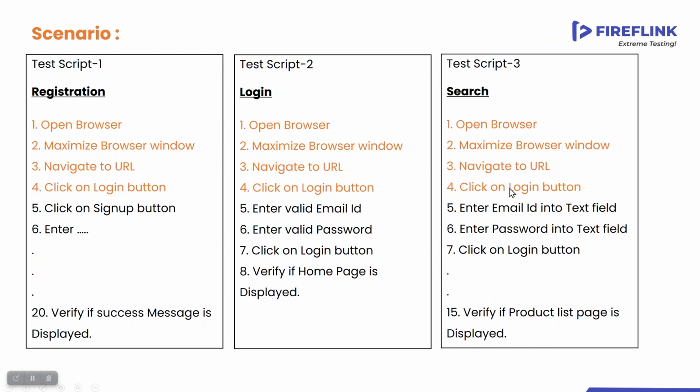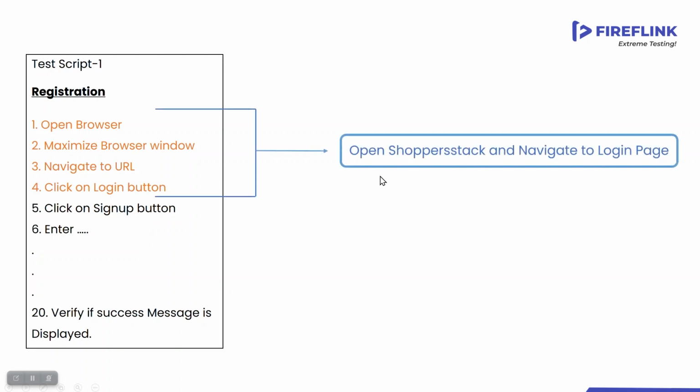Am I right? So what we can do is go to the registration script. Which steps are repetitive in this registration script? The first four steps, correct? I will take the first four steps and make them into one single step group, and I'll name it Open Shopper Stack and navigate to login page. Why am I naming it like this? Because when I execute these four steps, it is going to open the application Shopper Stack and navigate me to the login page. So I'm naming this Open Shopper Stack and navigate to login page, and this is called a step group.